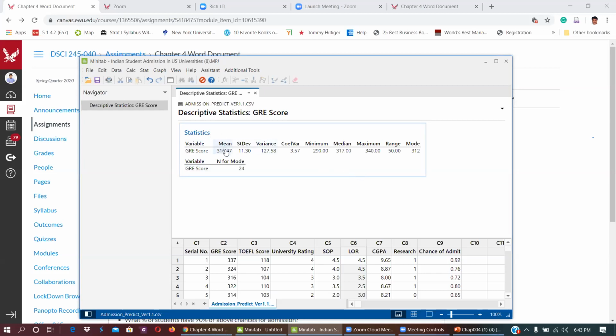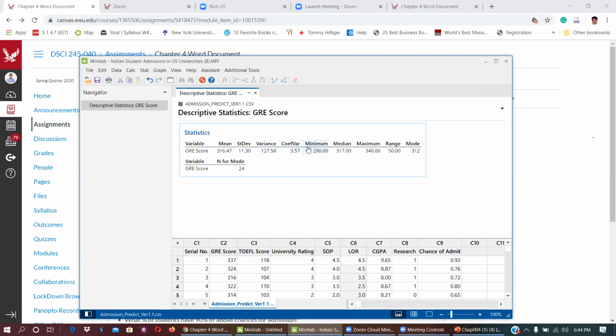Here you can see what the mean is: 316.47. This is the mean of all the observations. Standard deviation is this. Variance is this. If you take the square root of variance, you will get 11.3. If you square the standard deviation, you will get the variance. So basically they have a relation, square root and square. Coefficient of variation is 3.57. What is the coefficient of variation?